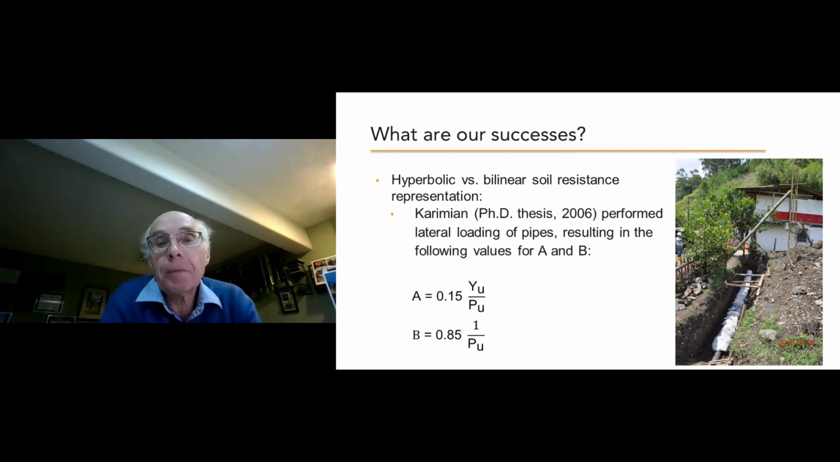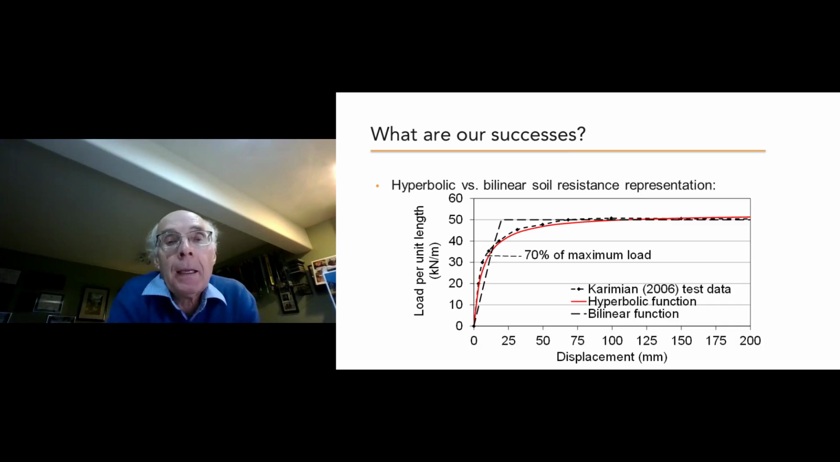And we can find out what those parameters A and B are. Karami, in his PhD thesis at the University of BC in 2006, did some lateral loads and developed those values for lateral loading piles or pipes. And so here is that representation. There's an actual load test there. You can see the dashed line is the soil bilinear function that they would propose, and then the red line would be the hyperbolic function.